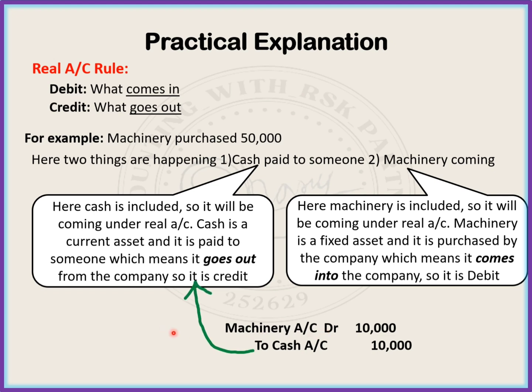Because cash comes under real account. As per the real account rule, what goes out from the company will be credited. The cash goes out from the company because we are purchasing machinery. Next, we debited machinery because it also comes under real account. As per the real account rule, what comes into the company will be debit.